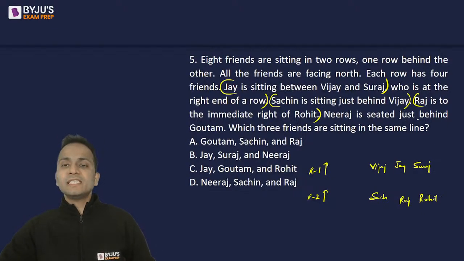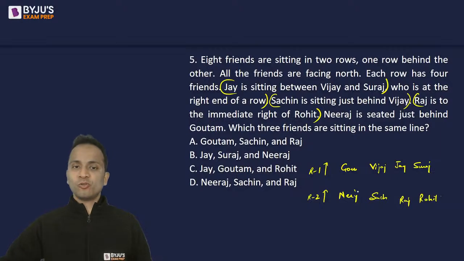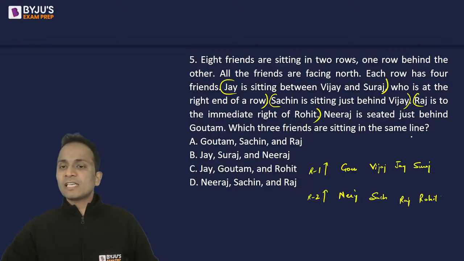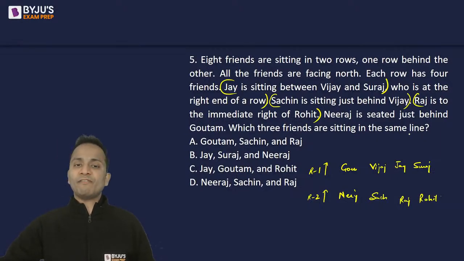Neeraj is seated just behind Gautam. So Neeraj is behind Gautam. So Gautam will be in the first row. Neeraj will be just behind him in the second row. Now, which three friends are sitting in the same line? This is what we'll have to find.